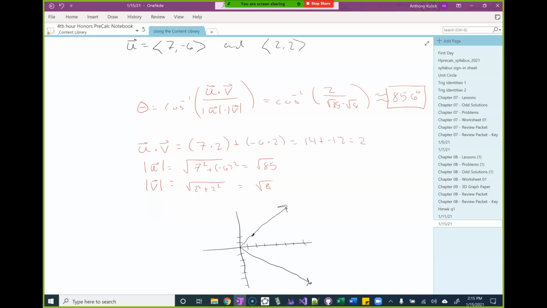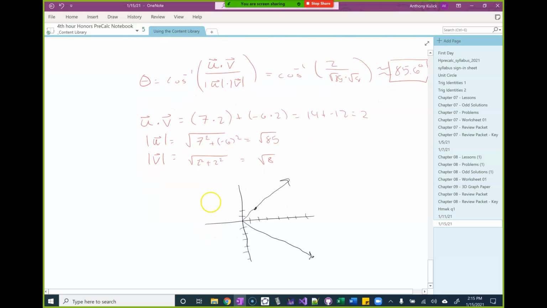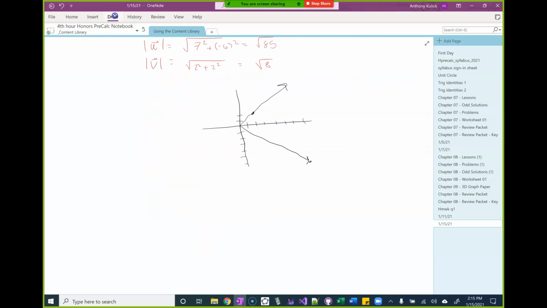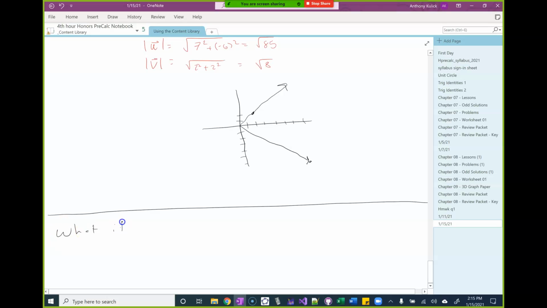So, what happens if theta is 90 degrees? What if we're looking for the angle between two vectors and that angle is 90 degrees? Because that's a special angle, right? Oftentimes in the real world, we're interested in when things are interacting at 90-degree angles. It's not hard to imagine why that would be useful or why that would be important.